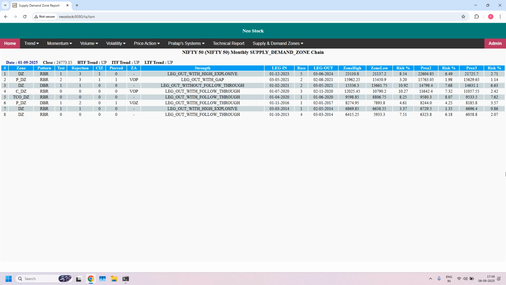In any supply demand zone chain report, always look into the zone column to find the high liquidity zones. Look into the pierced column to find the pierced zones. Always look into the LTF trend to find the trend of the current time frame you have selected. One time frame higher is ITF and another time frame higher is HTF. You already learned these concepts.